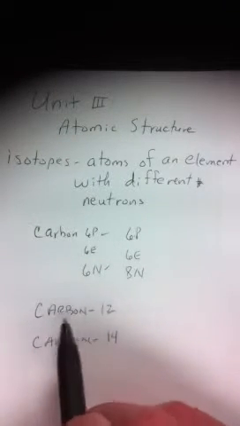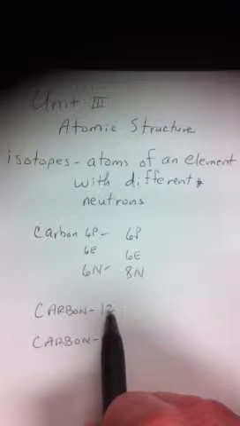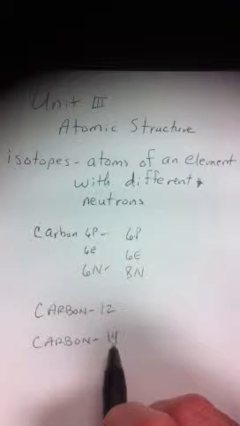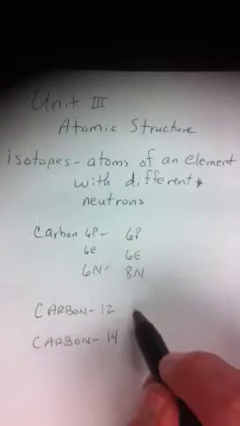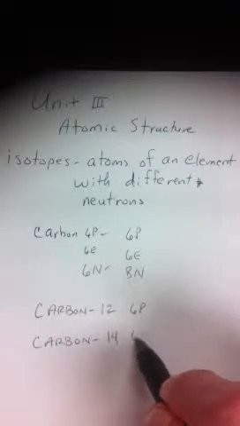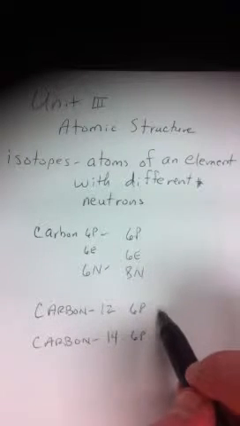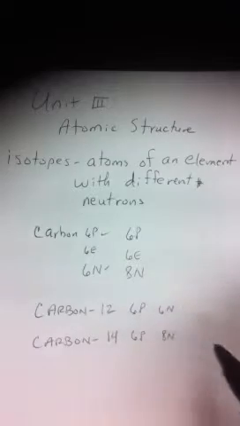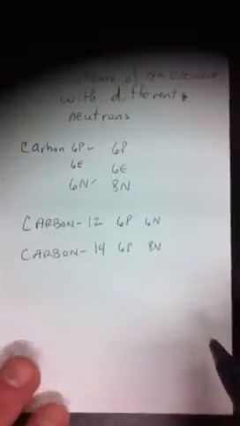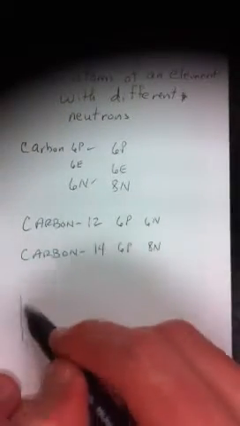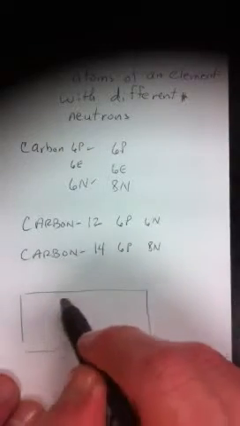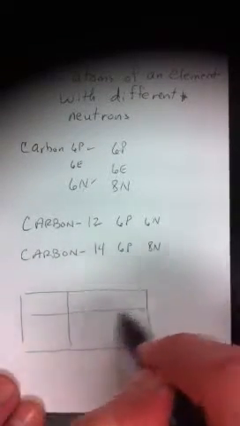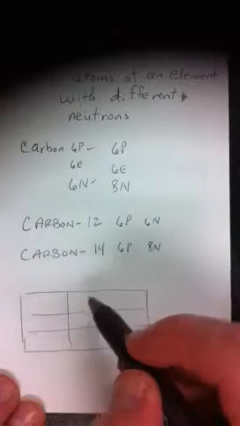So carbon, these 2 isotopes, this particular atom has 12 things in its nucleus. This one has 14 things in its nucleus. They both have 6 protons. This one has 6 neutrons, and this one has 8 neutrons.